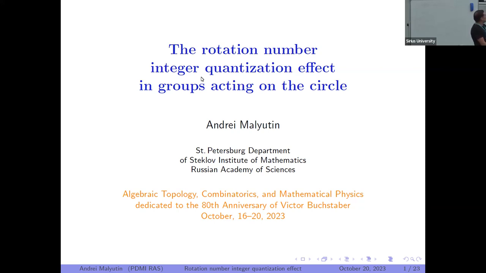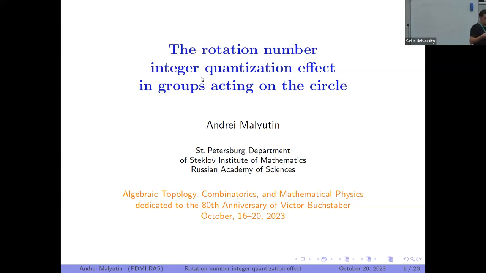But by rotation number integer quantization effect, I mean not only what Viktor Matveyevich described with his collaborators in their works, but also a complex of phenomena related to it. In fact, it's like Newtonian mechanics and relativistic mechanics. So in groups acting on the circle and in partial differential equations on the torus, there are some counterintuitive things that form a complex of amazing phenomena.